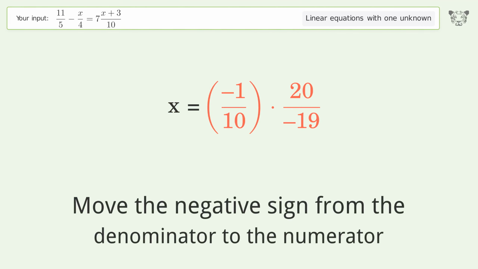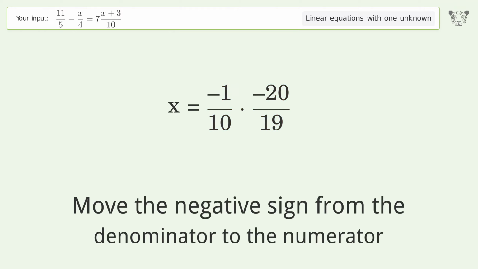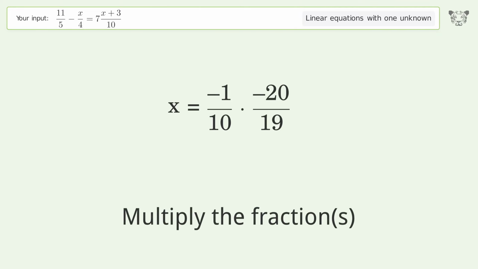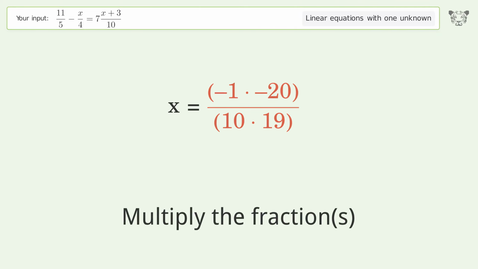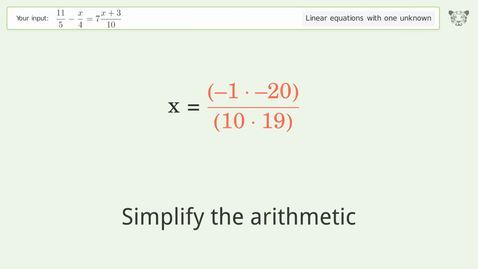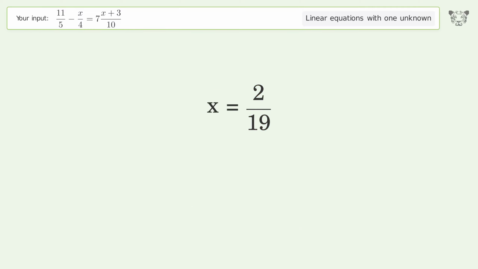Move the negative sign from the denominator to the numerator. Multiply the fractions. Simplify the arithmetic. And so the final result is x equals 2/19.